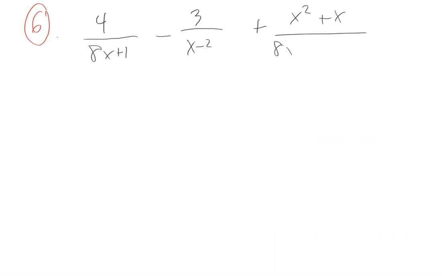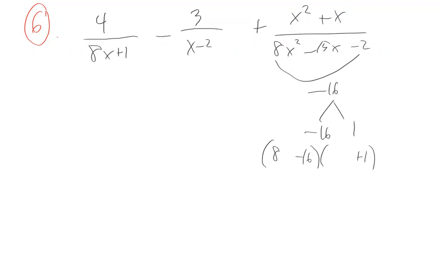So number 6 says 4 over 8x plus 1 minus 3 over x minus 2 plus x squared plus x over 8x squared minus 15x minus 2. The first thing we need to factor is this last one. Multiply the first number times the last number, and you'll get -16. You need to break that down into -15, so try -16 times +1. That means at the end of the parentheses, you'll have -16 and +1.